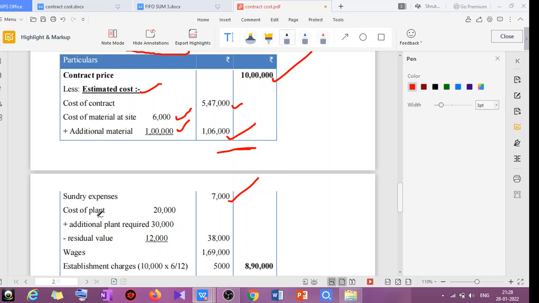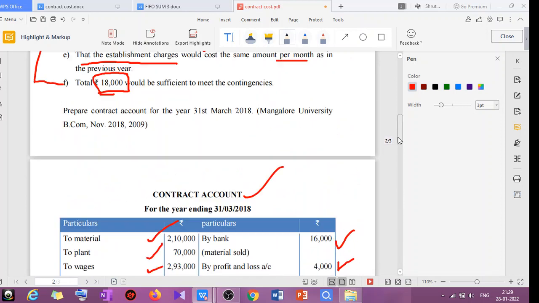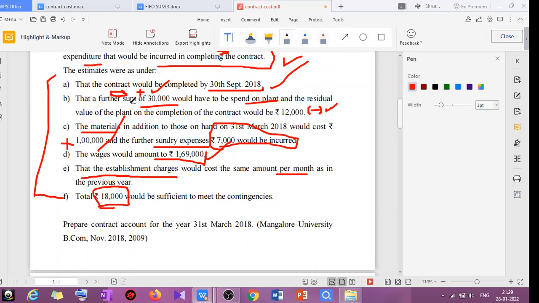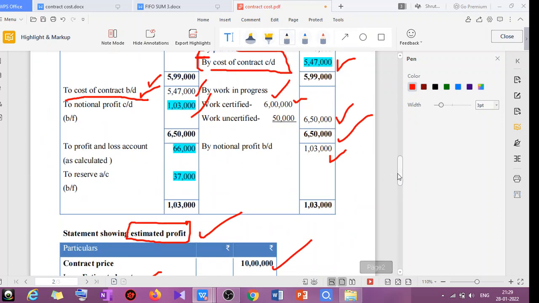Regarding the plant, what I have told you, at the end of the year how much plant remained, okay, mention that. Okay, that is plant at site. Plant at the site 20,000. Then extra, see the adjustment, that is the second adjustment. Further sum of 30,000 would be spent on plant. So add 30,000 extra expenses, then deduct the residual value. Okay, I hope it is clear to you.